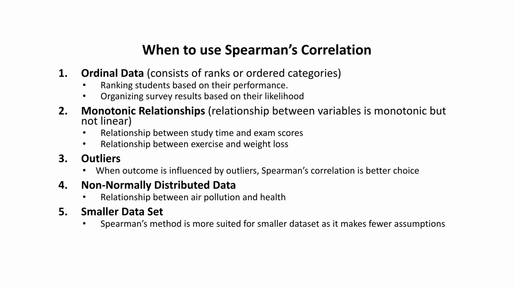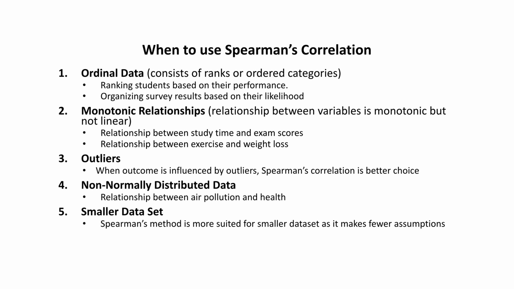Second, Spearman's correlation is also useful when the relationship between variables is monotonic but not necessarily linear. A monotonic relationship means that as one variable increases, the other consistently increases or decreases, but the pattern does not need to form a straight line. For example, more study time generally leads to higher exam scores, but the rate of improvement may slow down over time. Similarly, more exercise is generally linked to weight loss, but the relationship might not follow a perfect straight line trend.